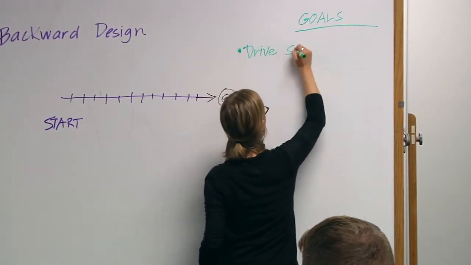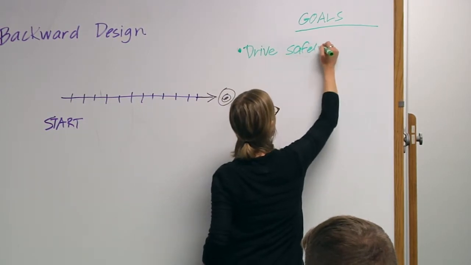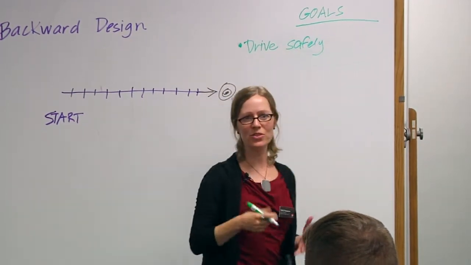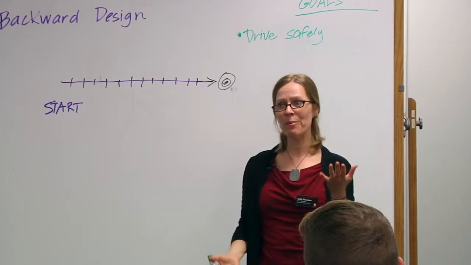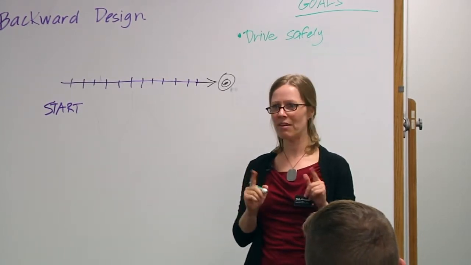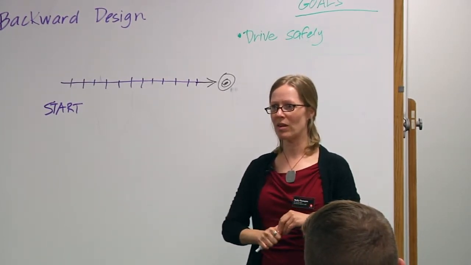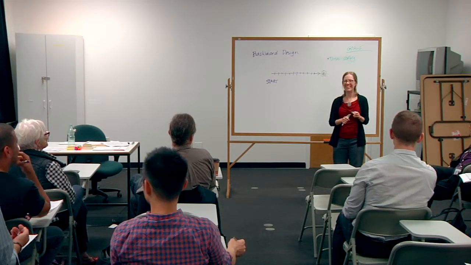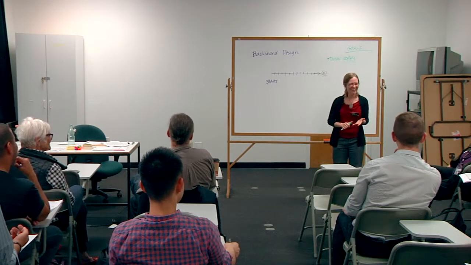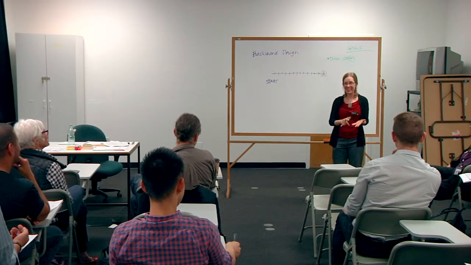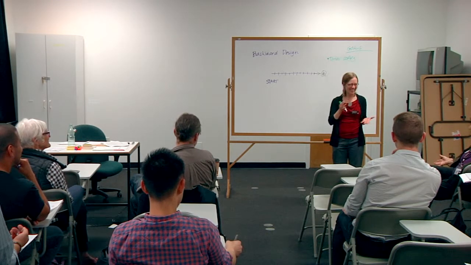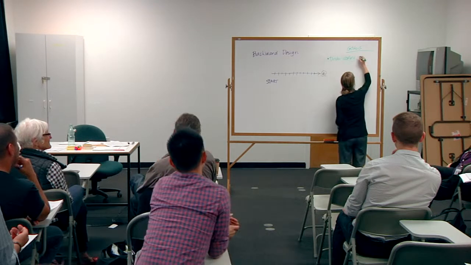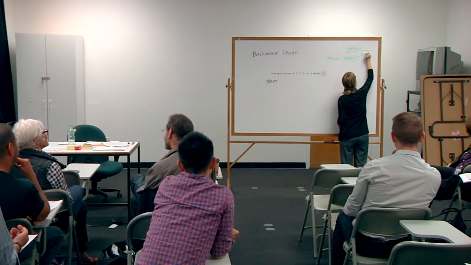Drive safely. And you said on the road. What kind of road? Do we want them to just do street driving, highway, both? This is your first level. What do you think is appropriate? Both. Parking lot. Street, highway, parking lot? No. Street and highway. Street and highway. Okay, great. What else?